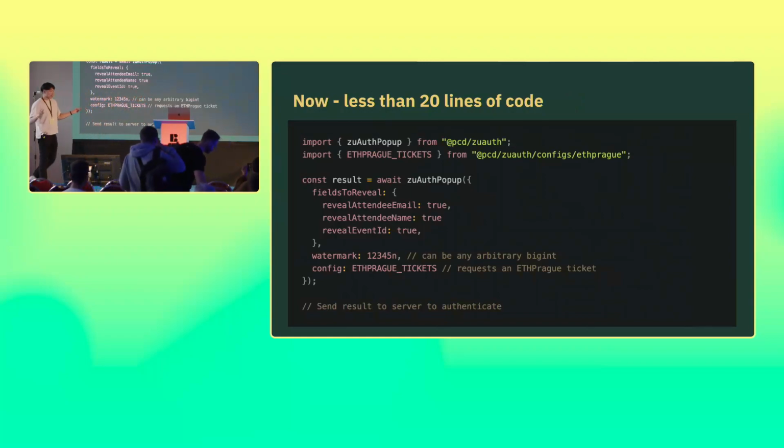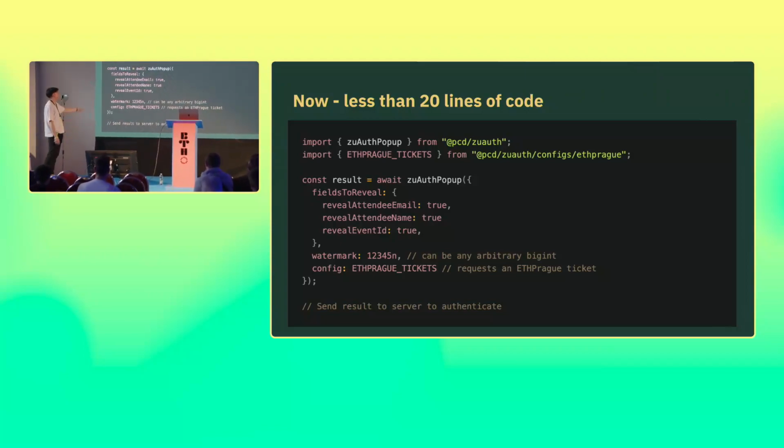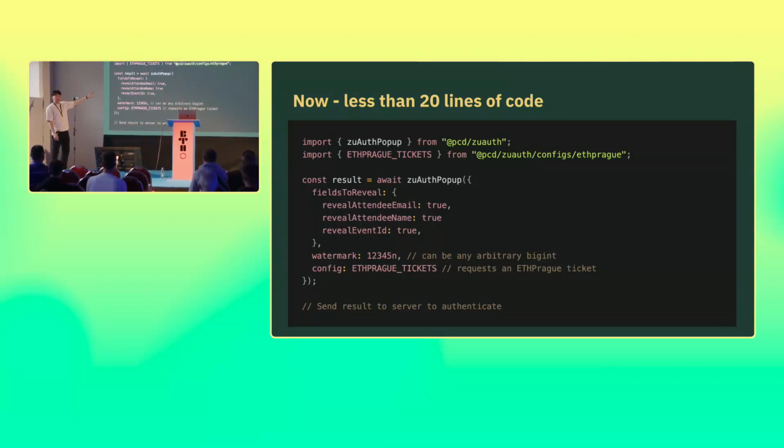So we developed this open source library called ZooAuth. Everything you need to request a ZK proof is contained within the lines here. There's this one function, await ZooAuth popup. In here, you request that the user reveal their email, their name, and the event ID, the fact that it's ETHPrague. I can optionally submit a watermark to commit to some sort of message, and I'm saying that I'm using the ETHPrague tickets configuration. So this is less than 10 lines of code to request a ZK proof.